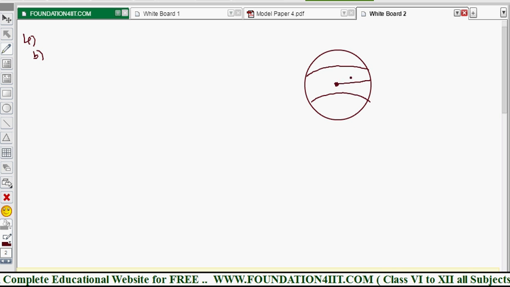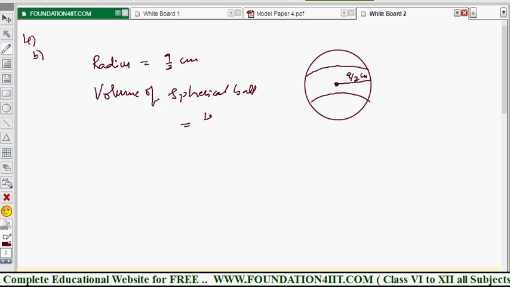From here to here is 9 by 2 centimeters. So for the spherical ball, the radius is 9 by 2 centimeters, and now the volume. The volume of the sphere formula is 4 by 3 pi r cube. So 4 by 3 pi, and r is 9 by 2, cube power 3. Okay, this is the volume.